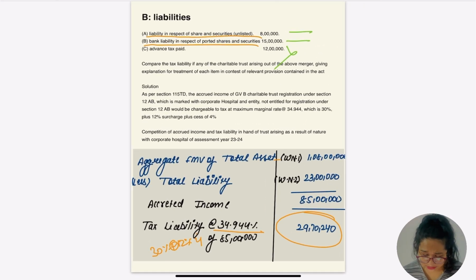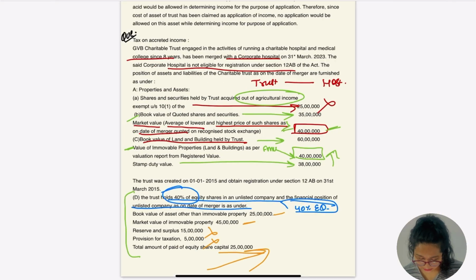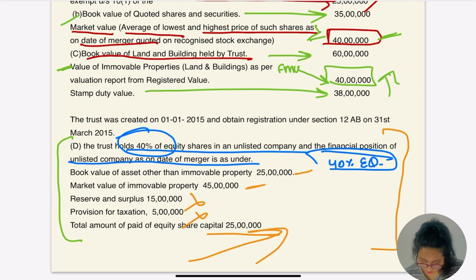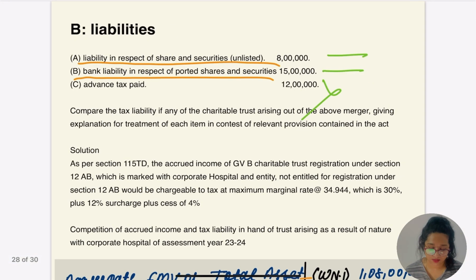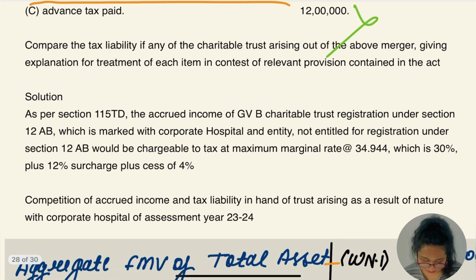Okay, so don't get confused. I'll tell you where we used to get confusion. ठीक है, we used to get confusion in this part, as this part is only saying that the trust was holding 40% of unlisted company shares. ठीक है, so this part is differently calculated. Okay, and few things which I have written, let me go for it.